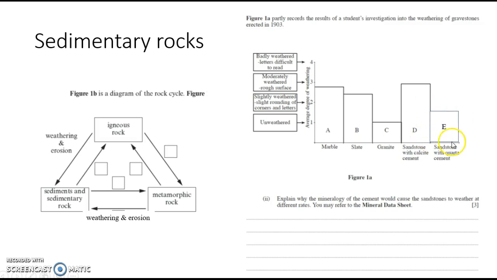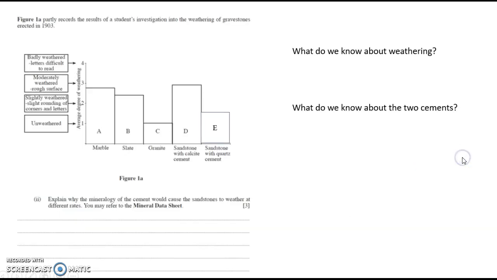And I've helpfully sketched in the resistance of sandstone with quartz cement. And there's the cement, calcite and quartz. So you have to think to yourself, what do we know about weathering? What types of weathering are going to take place within a graveyard over 100 years? Well, we know that it could be physical weathering. There could be damage to the gravestone through freeze thaw. This is probably in Britain, and that could certainly happen.